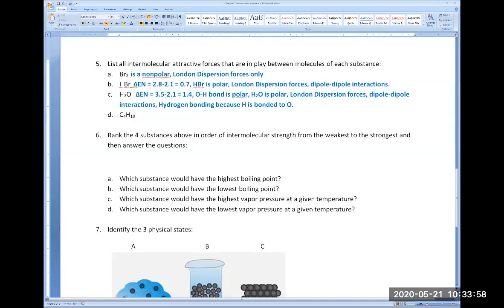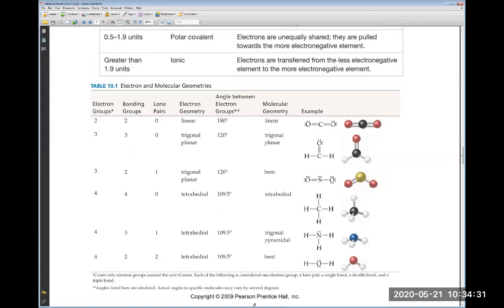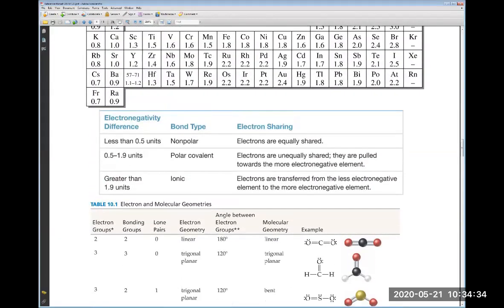Okay, let's do C4H10, which is butane here. Butane. So hopefully by now you know the electronegativity, but let's do it just to consolidate that. Electronegativity of C is 2.5 minus electronegativity of hydrogen is 2.1. That's a difference of 0.4. And according to the electronegativity table here, a difference of 0.4 is considered non-polar, right?